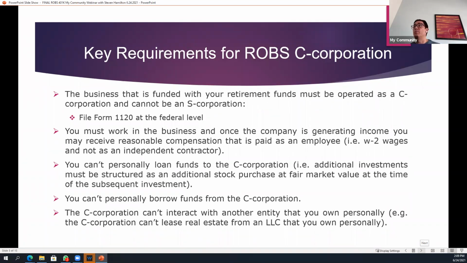And lastly, one of the bullet points here is that the C corporation can't interact with another entity that you own personally. For example, the C corporation can't lease real estate from an LLC that you own personally. So if you have that real estate in the business, you could have it as a subsidiary LLC or owned directly by the C corporation, but not owned by you personally, where the C corporation is then paying you rent, or an LLC that you own rent.